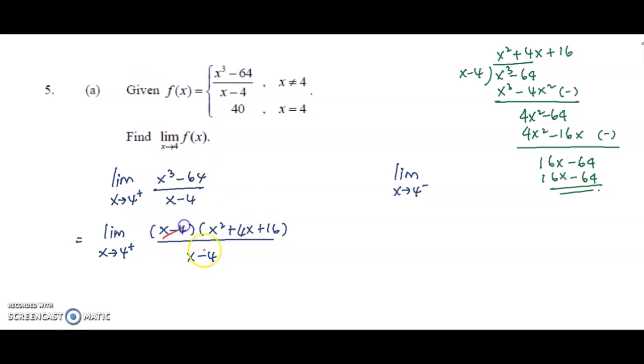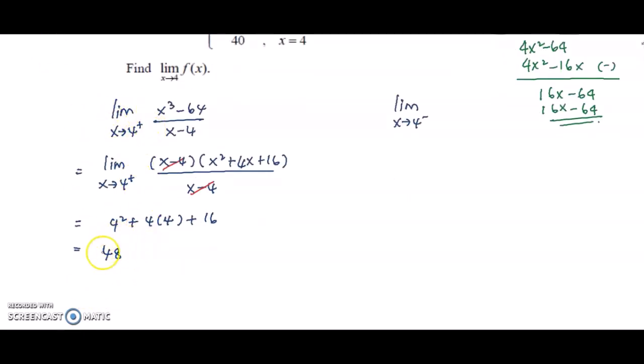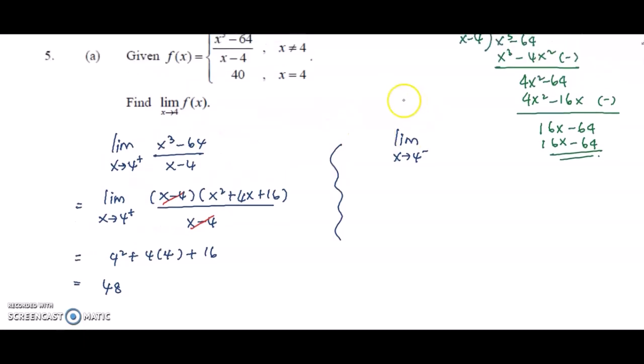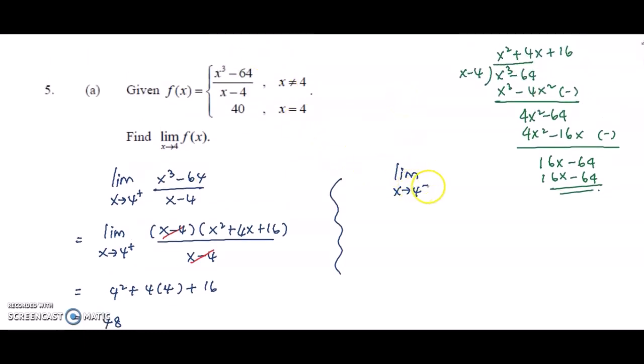After that, you can cancel off this. And now you can just substitute the 4 inside to get your limit. For the right-hand limit, I got 48. Then now you try to get your left-hand limit by substituting the corresponding function inside, because for 4 negative, you can see that it might be 3.99999. Just ask yourself, is 3.999 in the first interval or the second? 3.999 will be here.